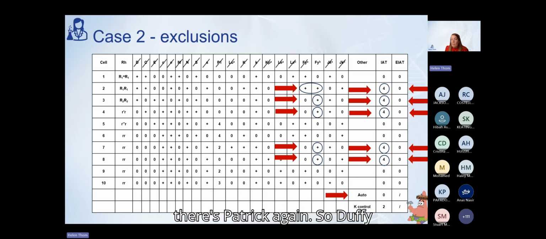Duffy antibodies are destroyed by enzyme, except for Duffy 3, so Duffy A and Duffy B are destroyed by enzyme. That's just a confirmation that it is a Duffy B that you are looking at. And we can get our exclusions there because I've gone through and made sure that we can get rid of everything else as well.